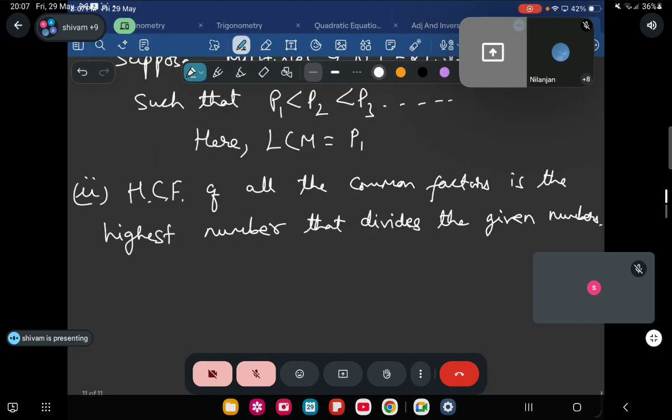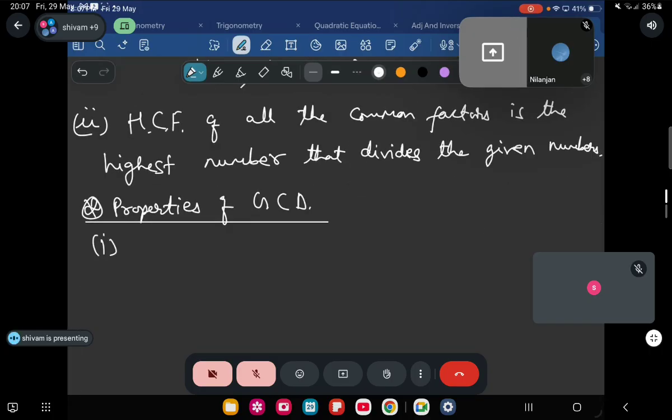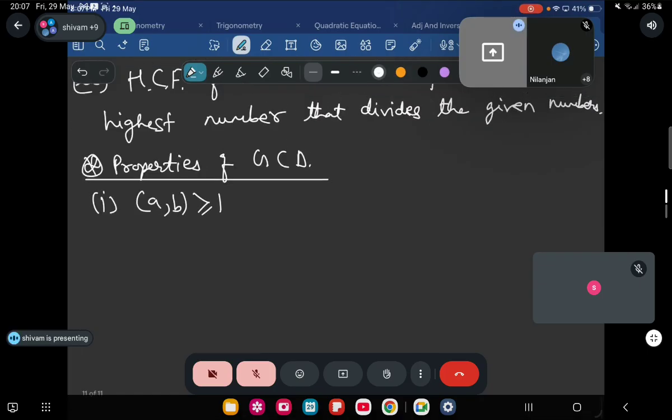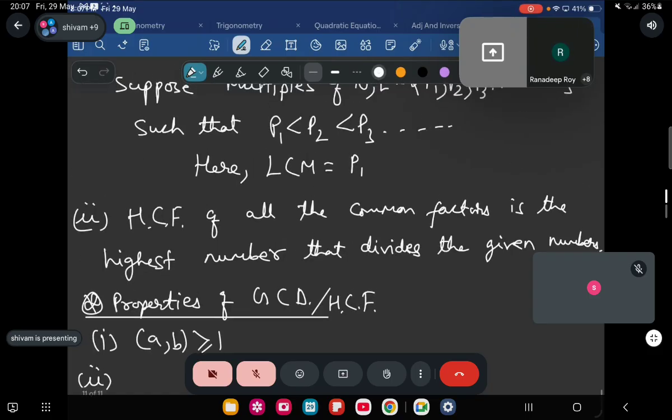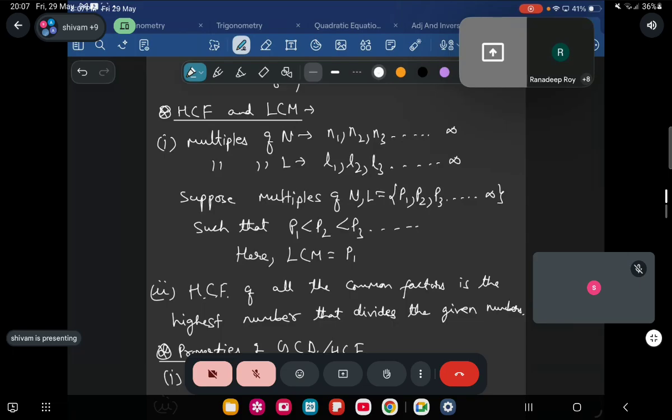Next, properties of GCD, greatest common divisor. So what are the properties of GCD? Number 1, GCD of A comma B must be greater than or equal to 1. The greatest common divisor should always be greater than or equal to 1. HCF or GCD, they both are same. It is denoted by brackets.